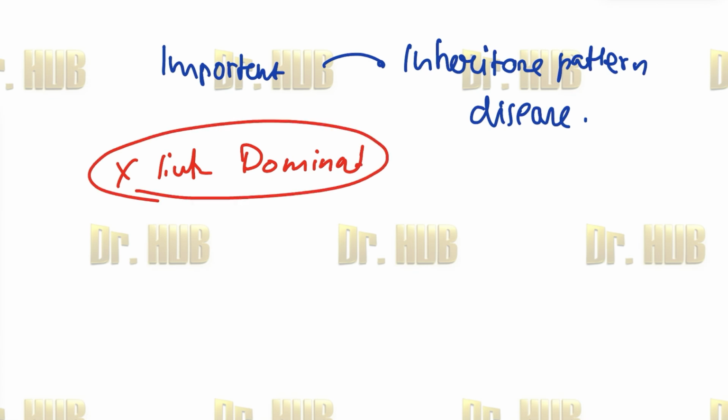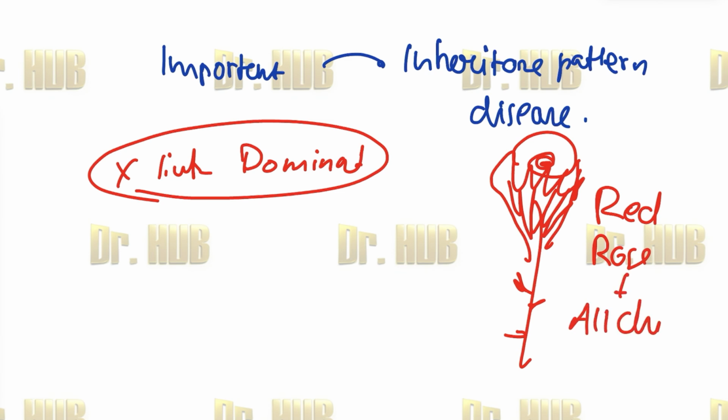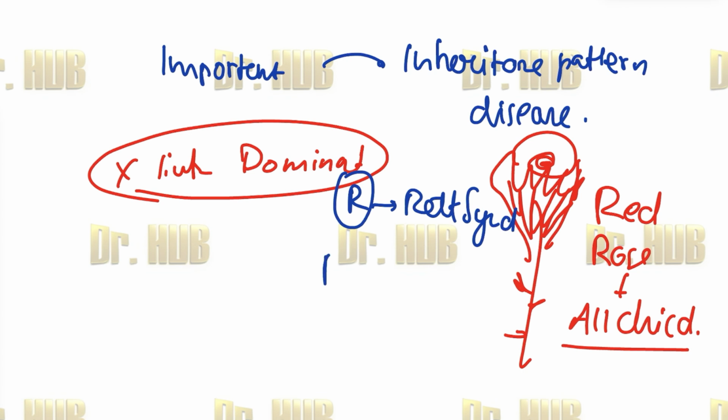The mnemonic here is nothing but a red rose for all children. Let's break this down. R here stands for Rett syndrome, and another R stands for rickets. So rickets as well as Rett.